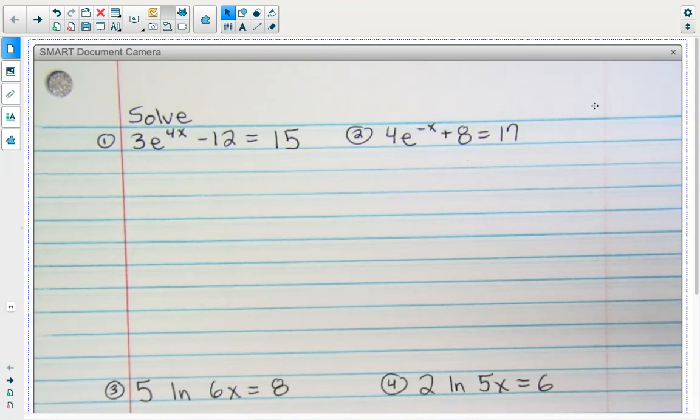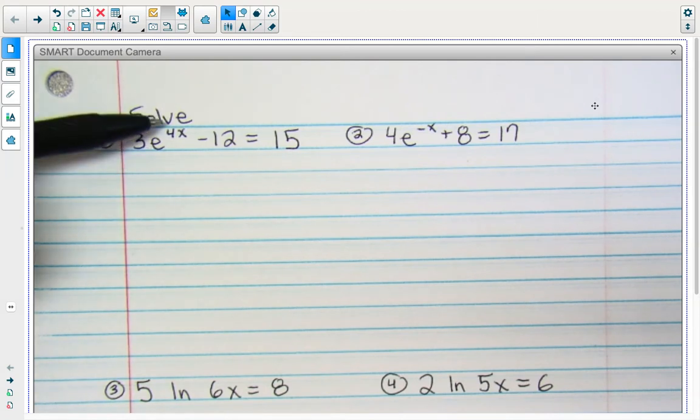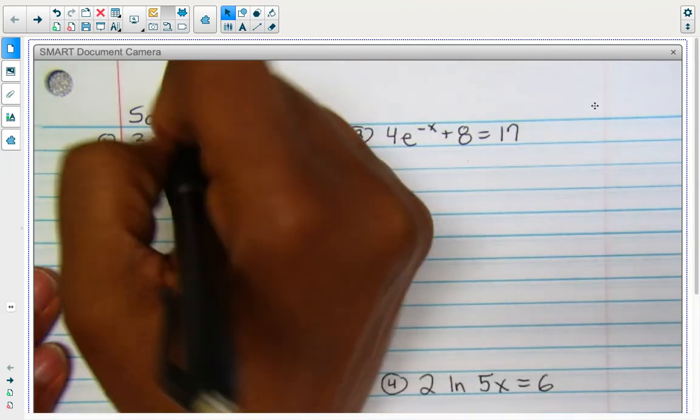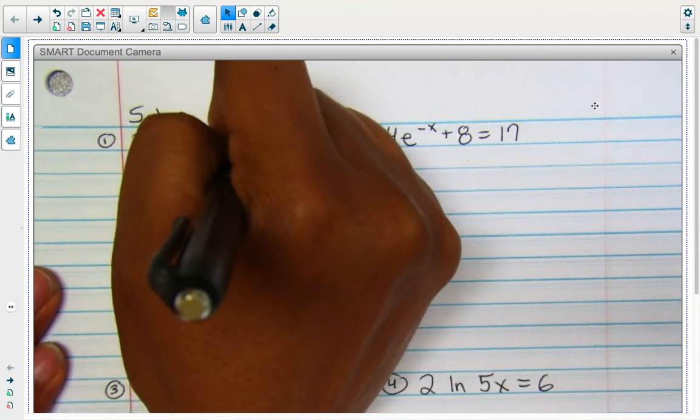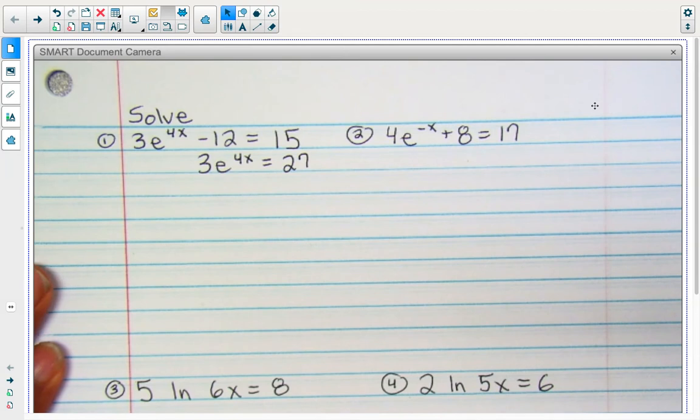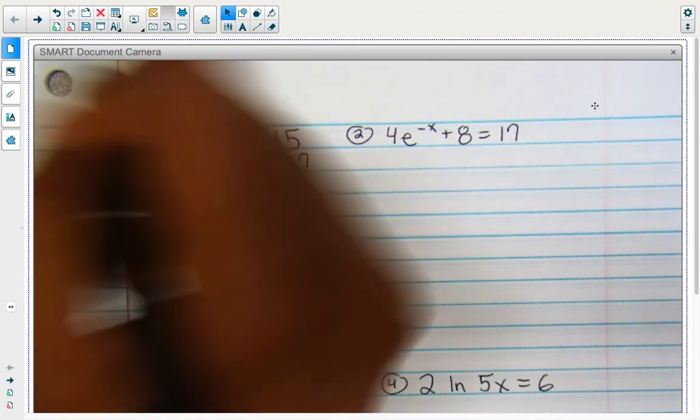So here we go. Of course, your goal is to get x by itself, and we're going to do that by getting rid of the e that's in the problem. So first one, 3e to the 4x minus 12 is equal to 15. So we're going to go through. We're going to add 12 to both sides. The opposite of multiplying by 3 is to divide both sides by 3.